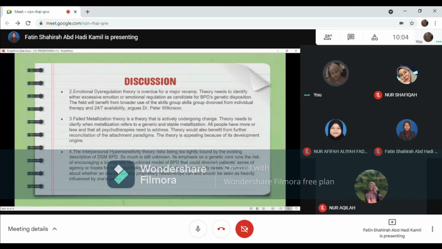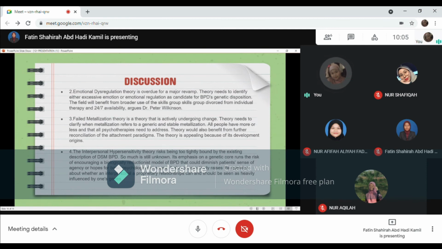The second one, emotional dysregulation theory, is overdue for a major revamp. Theory needs to identify either excessive emotion or emotional regulation as a candidate for BPD's genetic disposition. The field will benefit from broader use of the skills group, divorced from individual therapy, and 24/7 availability, argues Dr. Peter Wilkinson.